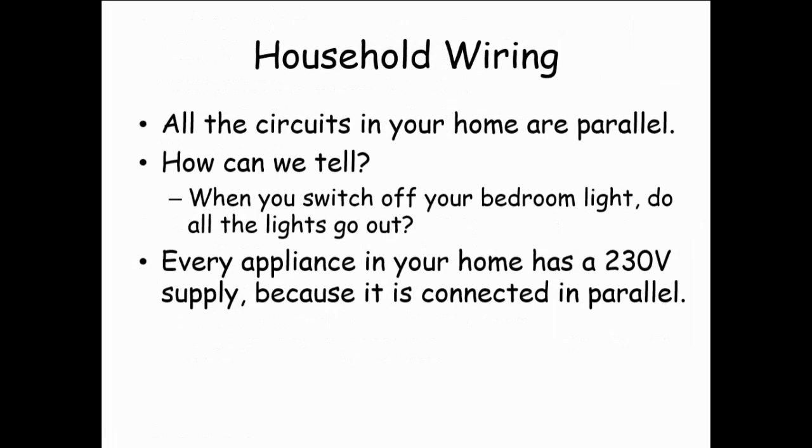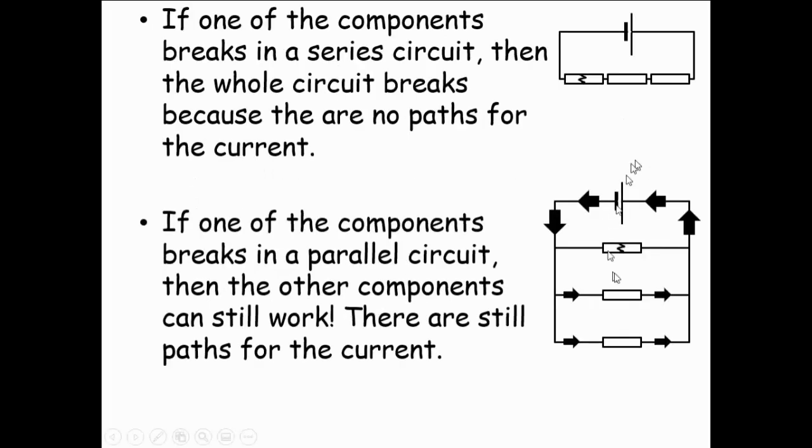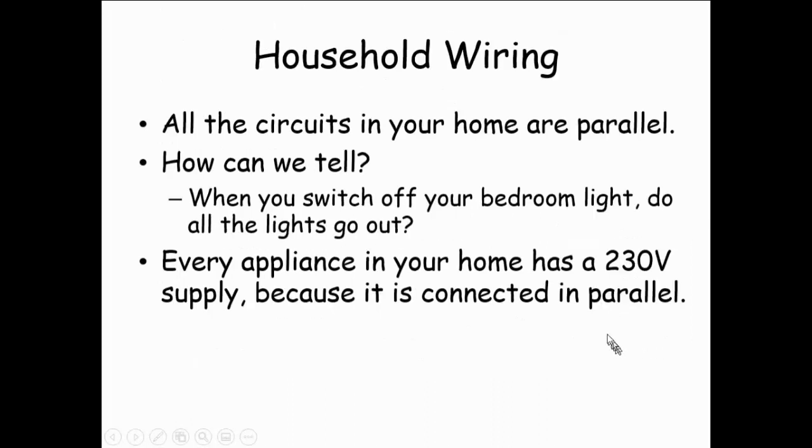Now, in your house, your household is wired in parallel. The easy way to figure this one out is to try and switch off one light, and you notice that all the other lights do not go off. When you switch off one light, it's the only light that goes off. That's because everything's in parallel, which means they've all got a different branch, similar to what we had here. So that could be your bedroom light, you switch that off, but the hallway light and the bathroom light can stay on, for example.